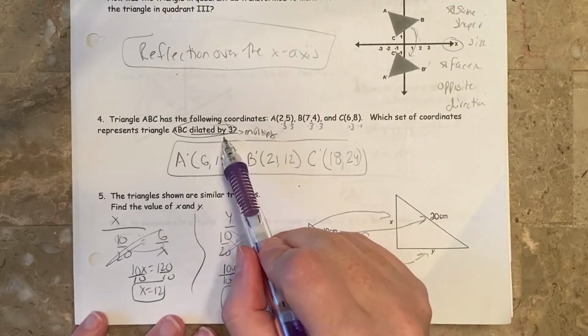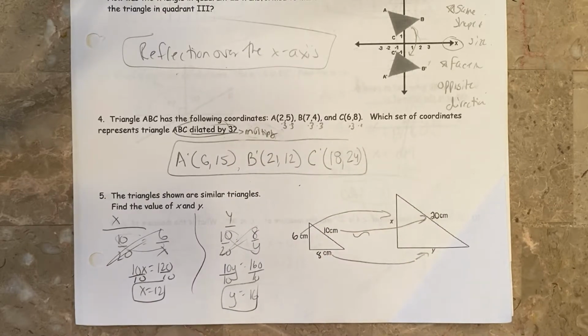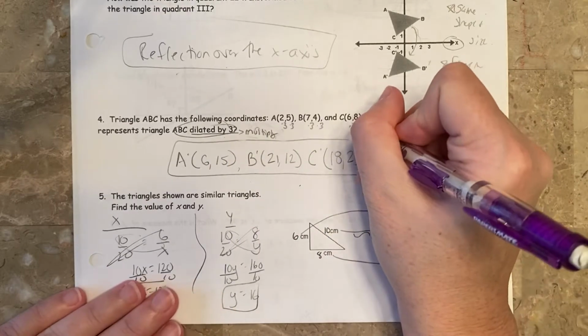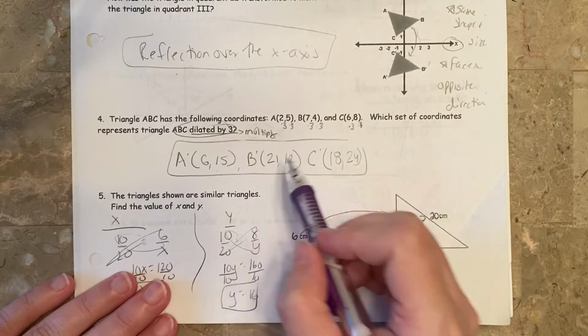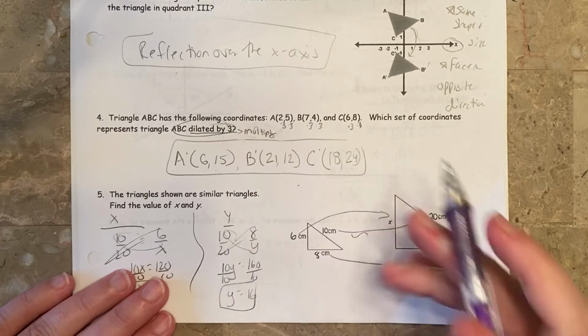Number 4, it's a dilation. So again, you're going to multiply everything by 3, all of those 6 coordinates. You get 6, 15 for A prime, 21, 12 for B prime, and 18, 24 for C prime.